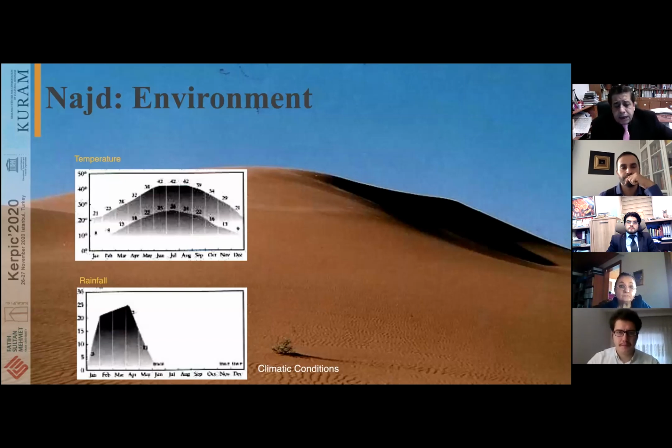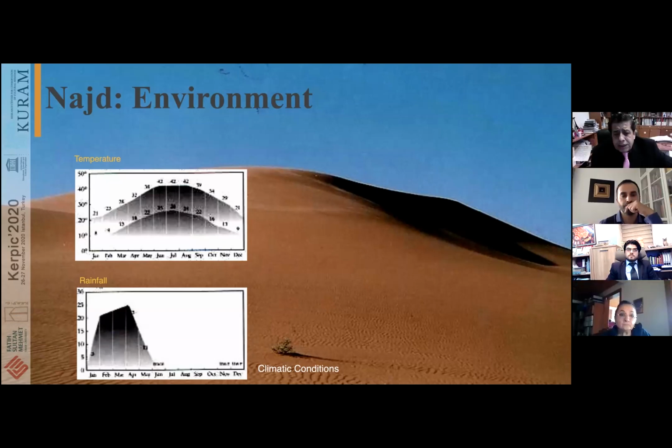Temperature-wise, the temperature in summer is extremely high. Sometimes, with climate change, it reaches 50 degrees in June. And in winter, especially in January, it goes below 0. Rainfall is very limited. Sometimes the year passes without any rain. And sometimes it rains for just a few minutes, but it comes like floods, in large quantities and at fast speed.